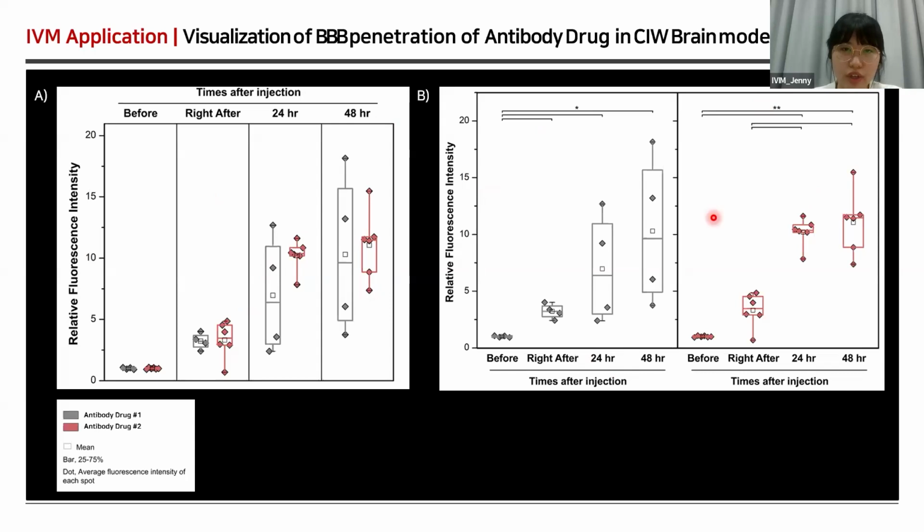The gray graph here represents antibody drug 1, and it shows a gradual increase in fluorescence signal over the 48 hours, with some inter-animal variability. In contrast, the red graph represents antibody drug number 2, and it exhibits a rapid increase in signal at the 24 hours post-injection point, followed by a stable and sustained intensity thereafter.